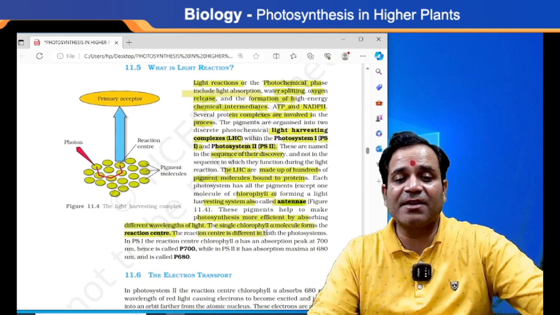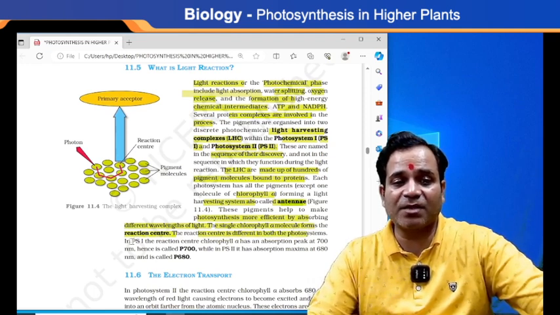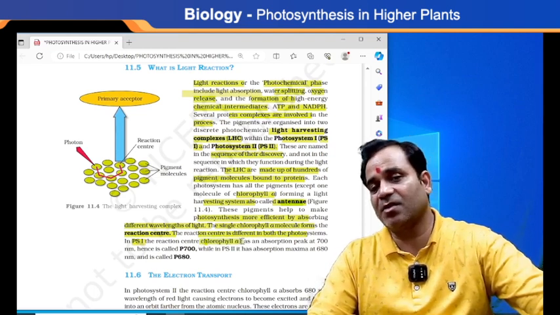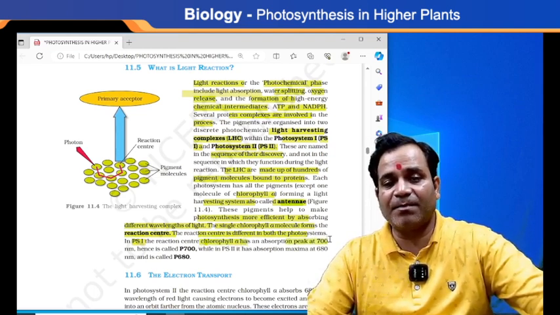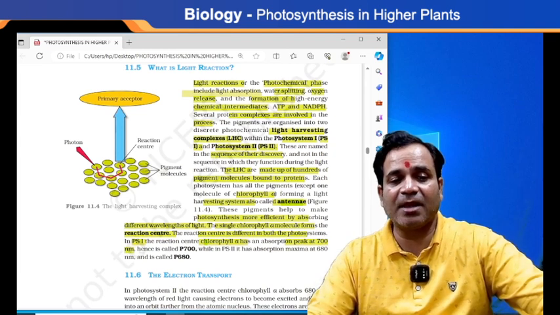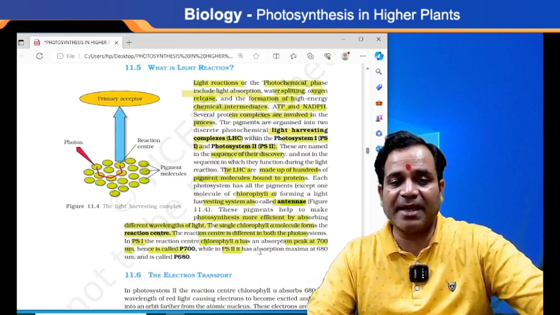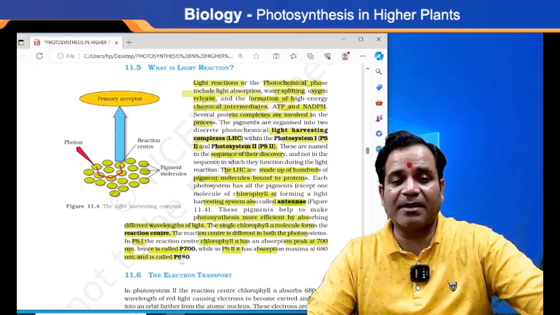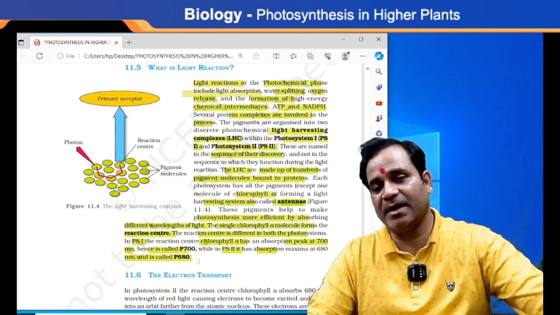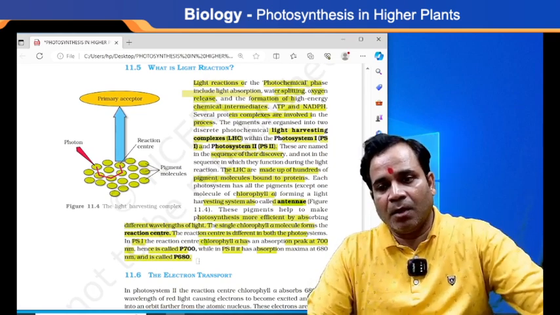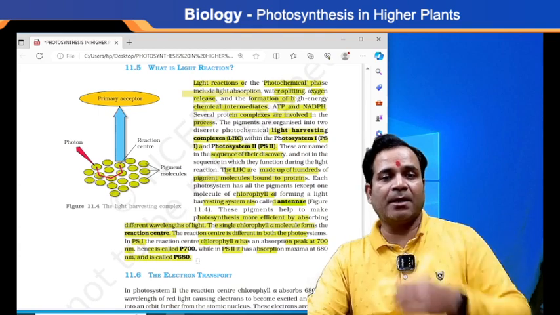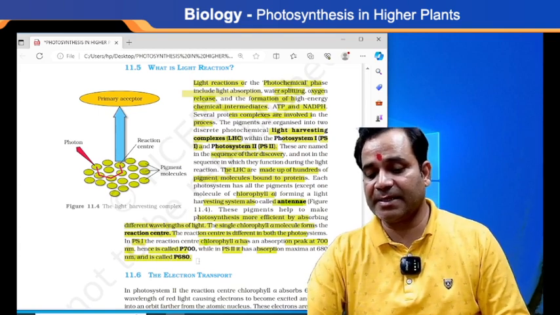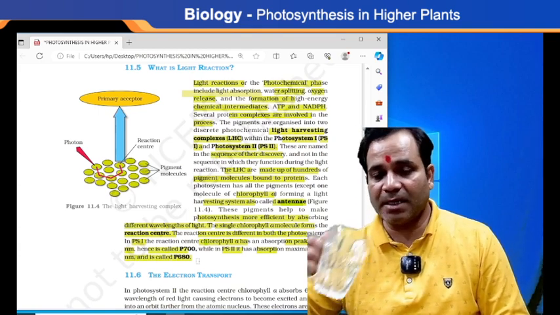The reaction center is different in the two photosystems, photosystem one and photosystem two. In photosystem one, the reaction center is chlorophyll a with an absorption peak at 700 nanometers, hence it is called P700. Photosystem two has maximum absorption at 680 nanometers, and it is called P680, my dear. This is what is given in the light reaction. Hope the thing is clear. Tell me first.